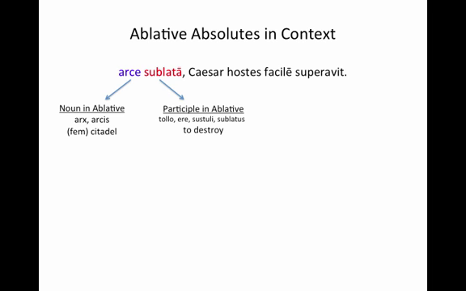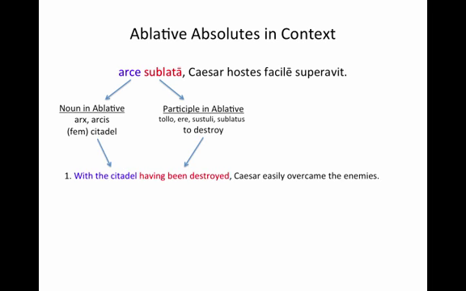So when we're translating this, there's one way that you can translate ablative absolutes that will work every time, and then after that you've got some freedom to translate different ways. The most basic way to translate this is with the noun having been verbed. So here, with the citadel having been destroyed, Caesar easily overcame the enemies.